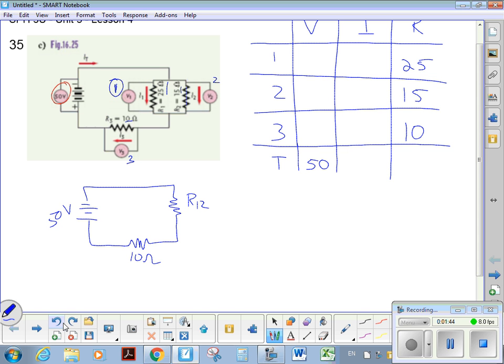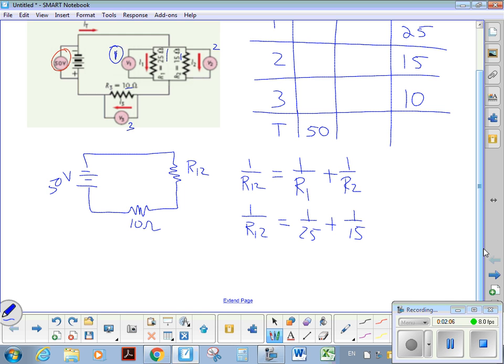That means that 1 over my total resistance, or 1 over R12, is equal to 1 over R1 plus 1 over R2. So that would mean 1 over 25 plus 1 over 15, and you can just use your calculator, the fraction option, or with the brackets. So I have a 25th plus a 15th. That gives me 8 75ths. But now I want this as just R12, so I flip that fraction, and I get, let's call it 9.4 ohms. 1 decimal place is sufficient for what we're doing.